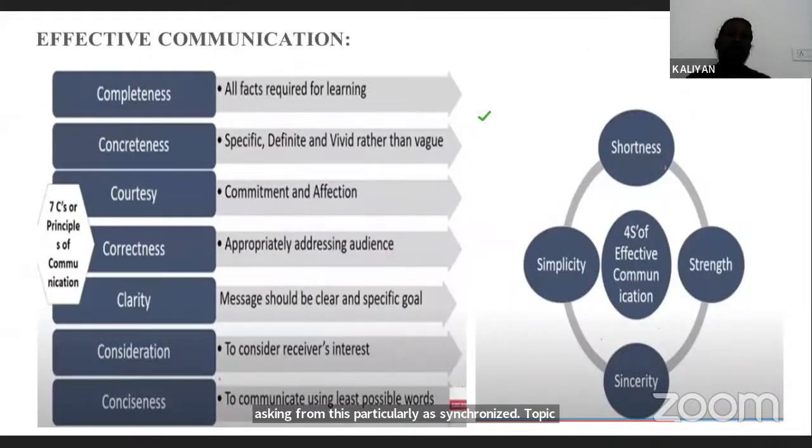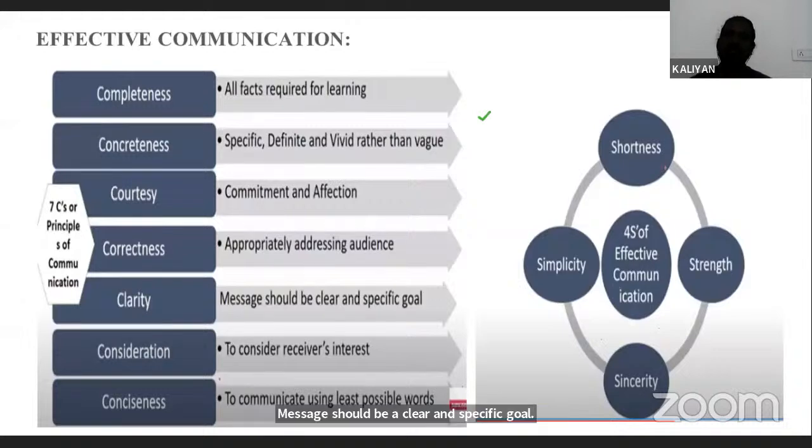In effective communication, there are 7 principles of communication: completeness, correctness, courtesy, concreteness, clarity, consideration, and conciseness. When we communicate with others, it should include all the facts required for learning. We need all the facts. Concrete means the information or message should be specific, definite, and valid rather than vague. Courtesy means commitment and affection with the message. Correctness means sending to the correct address or correct audience. Clarity means the message should be clear with a specific goal.